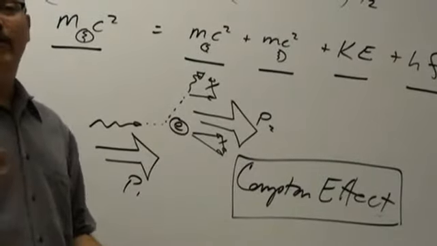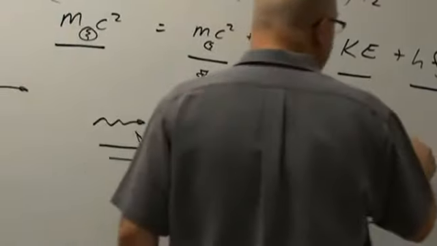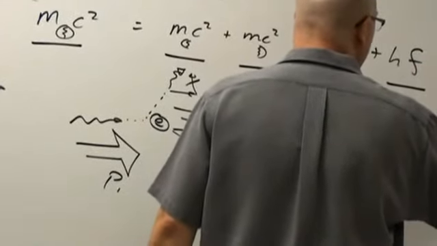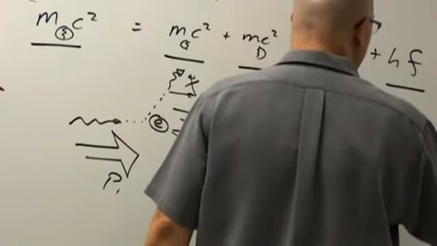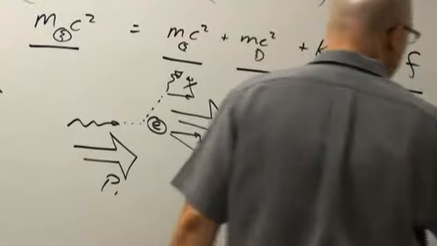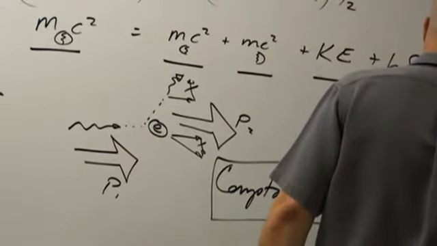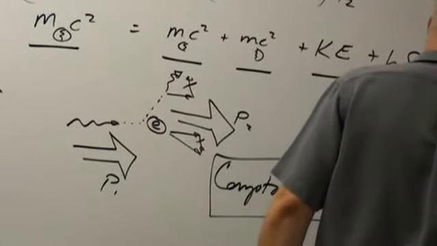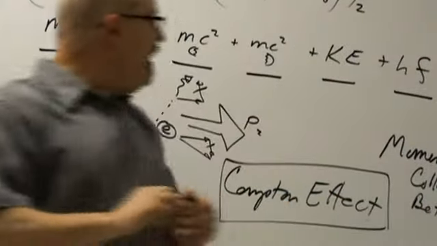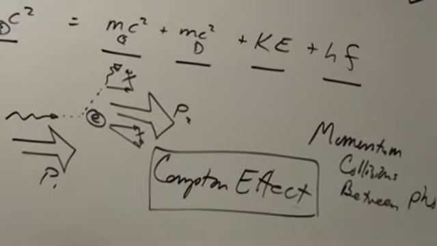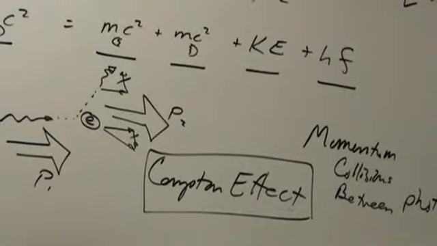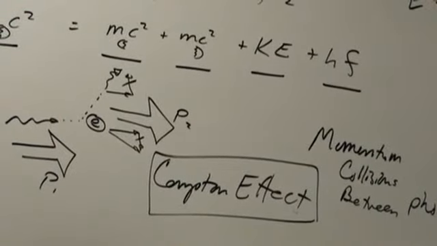The Compton effect is essentially the momentum collision between photons and electrons, usually. Could be protons, but when they start getting bigger, the effect gets smaller and smaller and smaller.